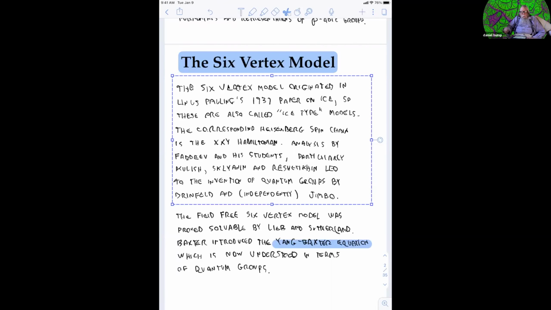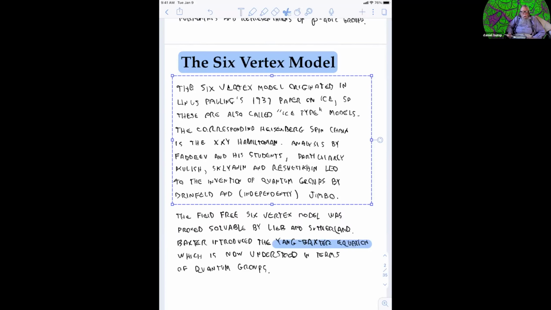There's a corresponding Hamiltonian in the Heisenberg spin chain called the XXZ Hamiltonian. So if you can solve the six-vertex model, you can solve the XXZ Hamiltonian. If you can understand the 8-vertex model, which Baxter did, then you understand the most general XYZ Heisenberg spin chain, most general assuming field free.